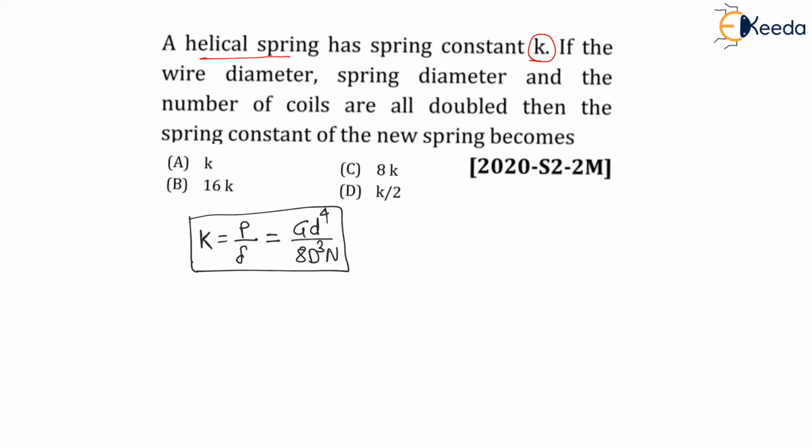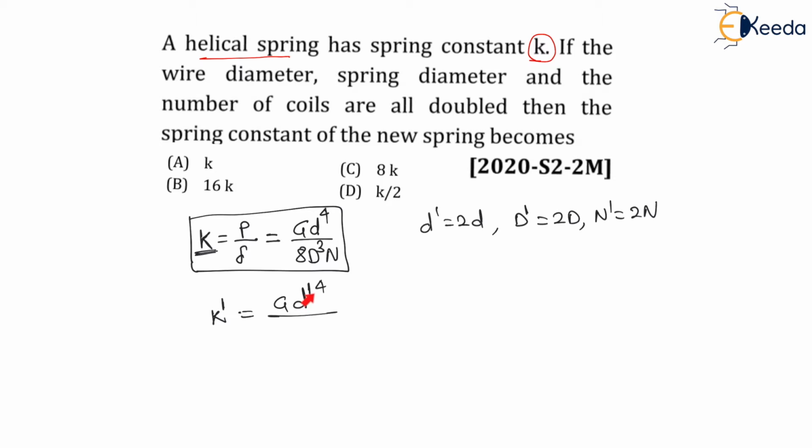Therefore, now my dear students, here they are mentioning that if let us say new diameter of wire, that is d dash, becomes equal to 2d, as well as the new spring diameter becomes 2D and the new number of active coils becomes 2N, all are doubled, then what will happen to the spring constant? Let us observe this. Therefore, new spring constant K dash will be equal to G into, now here we have to put d dash. Therefore, G d dash power 4.